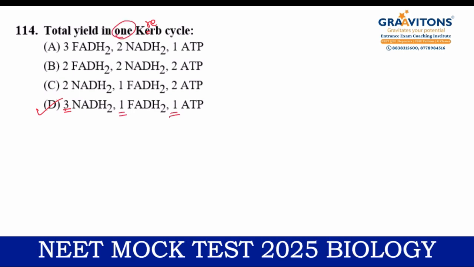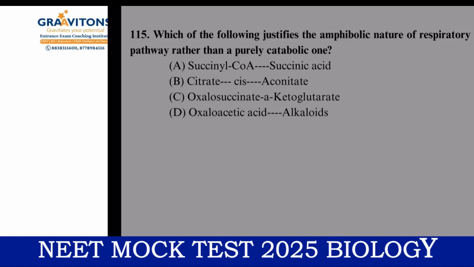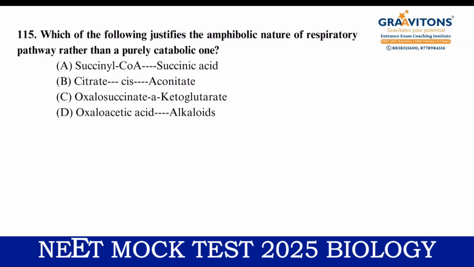When we are answering respiration and photosynthesis based questions, make sure the keyword in the question is noticed clearly. And next one, which of the following justifies the amphibolic nature of respiratory pathway? Amphibolic means it should include catabolic reactions as well as anabolic reactions.